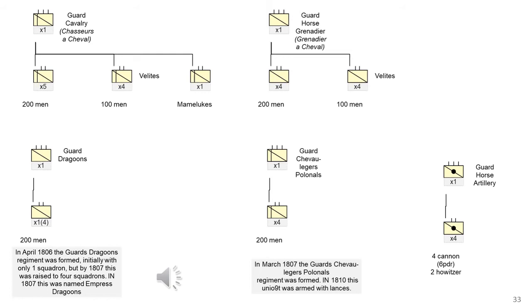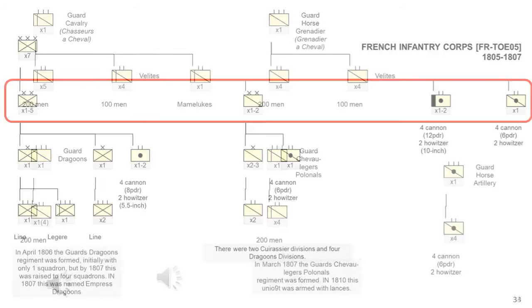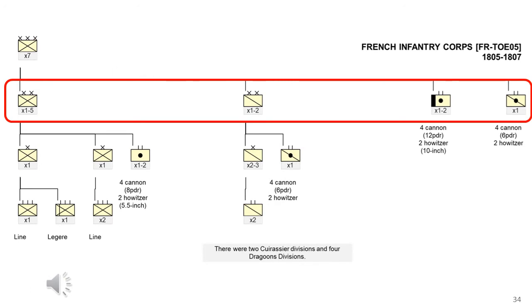The dragoons originally consisted of a single squadron, but this was raised to 4 in 1807 and thus became a full regiment and called the Empress Dragoon Regiment, which is reasonably famous. The Guard Chevau-Léger Polonais, or Light Polish Regiment, consisted of 4 squadrons, but none were armed with a lance in 1805 to 1807. In 1804, Napoleon formalised the corps structure, which was only informally used prior to this.